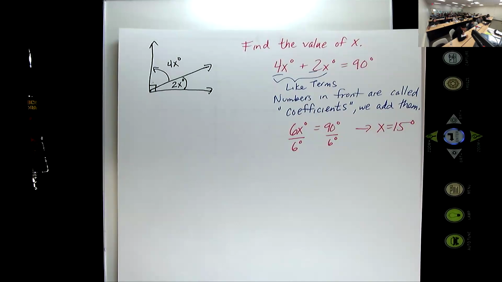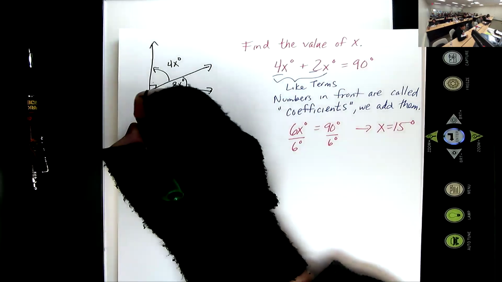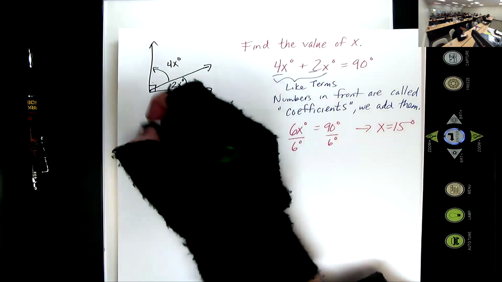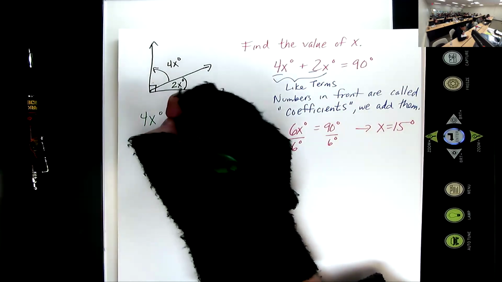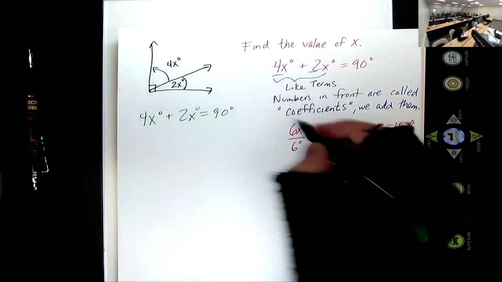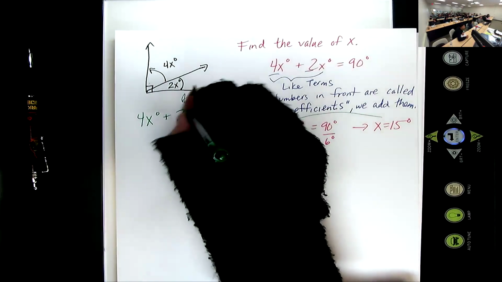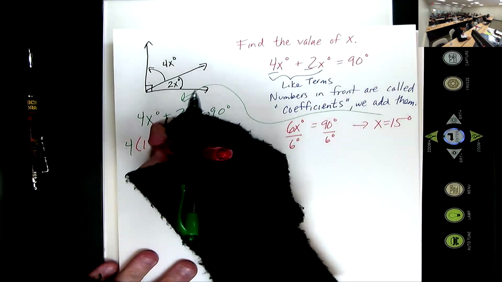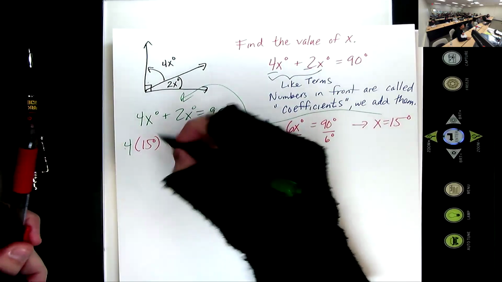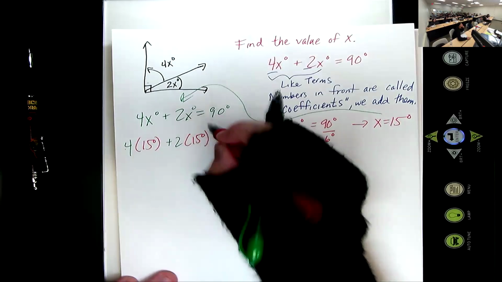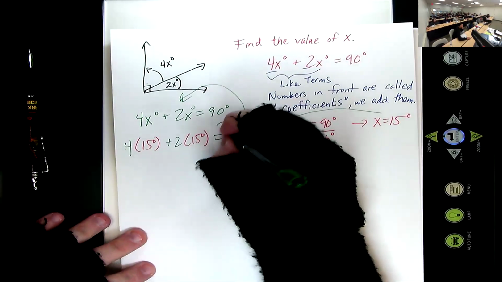Alright, so if you're processing, we can always check our work. Well, not always, but very often in mathematics, we can check our work by plugging it in. I said 4x plus 2x equaled 90. If I plug in x, does that equal 90 degrees?